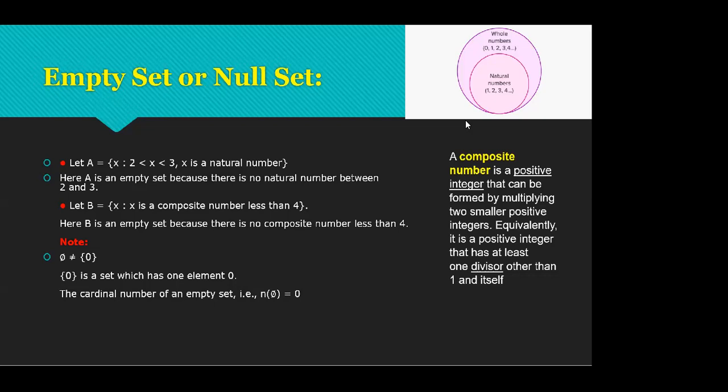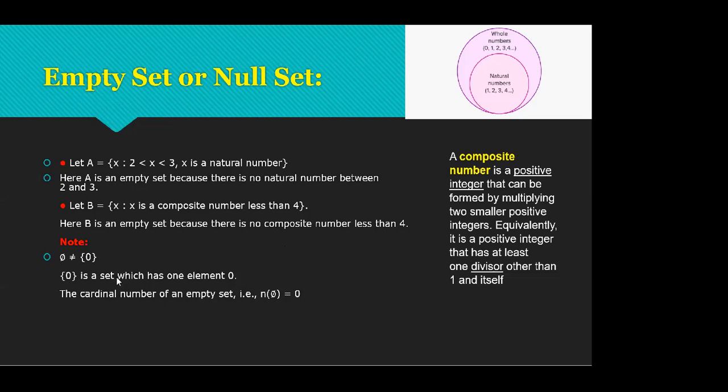A composite number is a number that you could divide by 1, itself, and another number. Okay. So in this example, set B, let's find the element x where x is a composite number less than 4. Since 4 is the smallest composite number, we won't have another number available in this set. So set B is an empty set because there's no composite number less than 4.